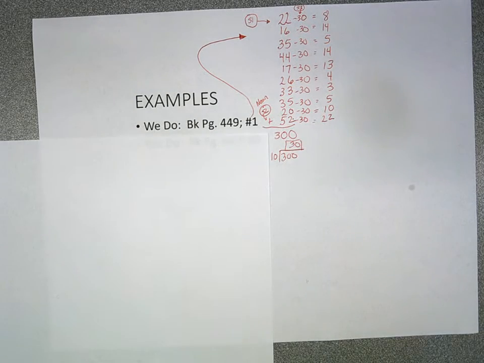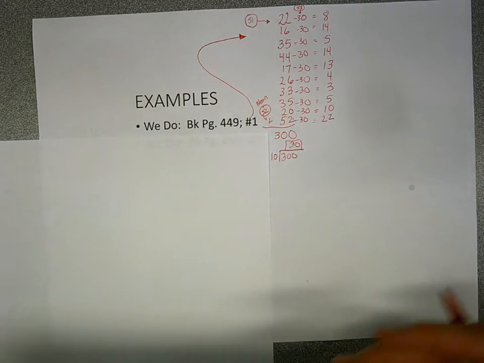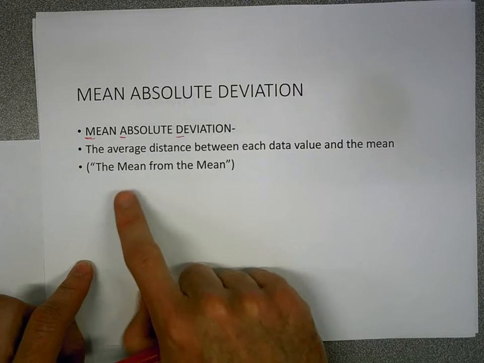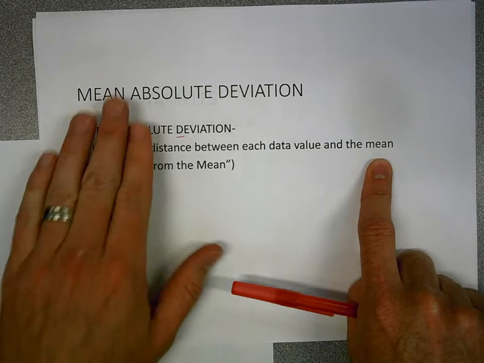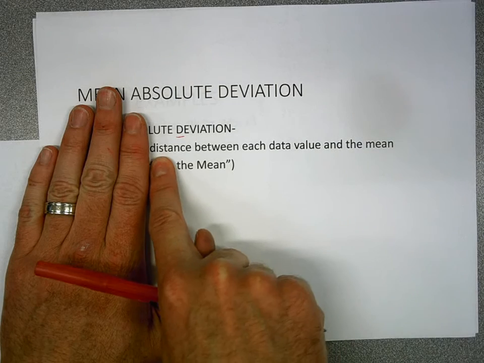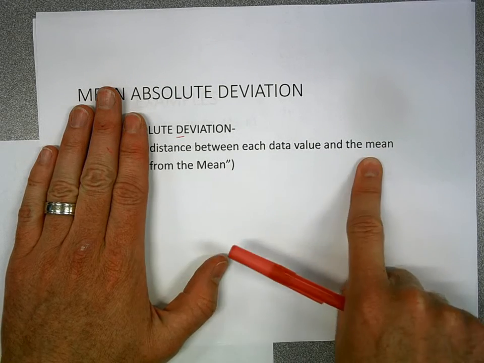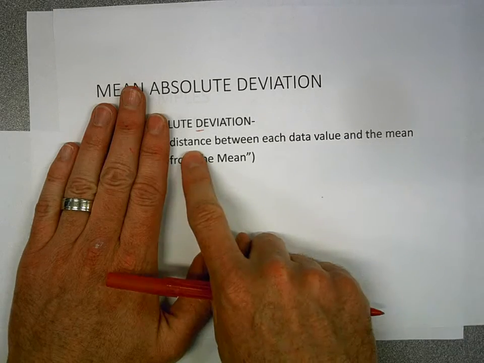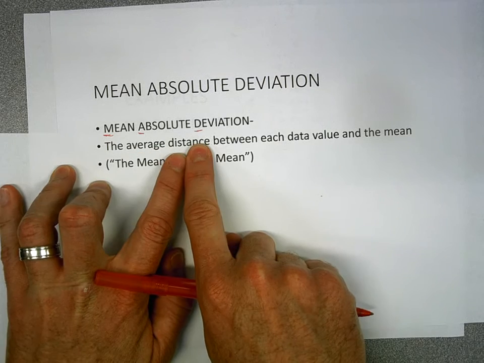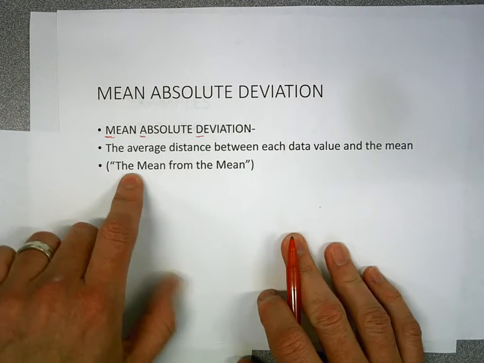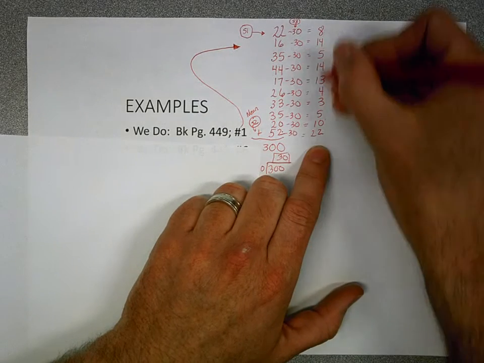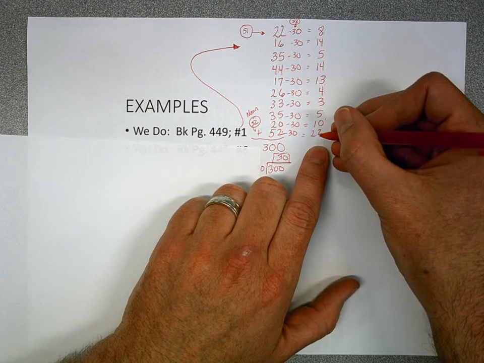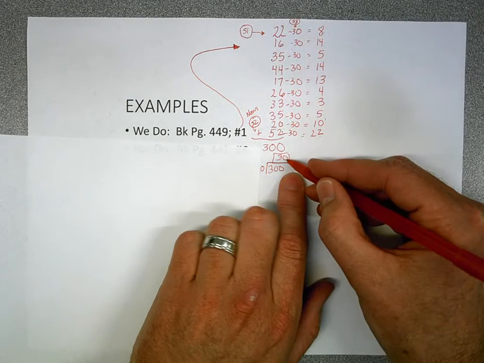Now, mean absolute deviation is the average distance from each data value and the mean. We just found the distance between each data value and the mean. That's what we just found, right? There's your distance. Now we want to find the average of that distance. The mean from the mean. So these are all the distances that all of our data is from the average, from the mean.